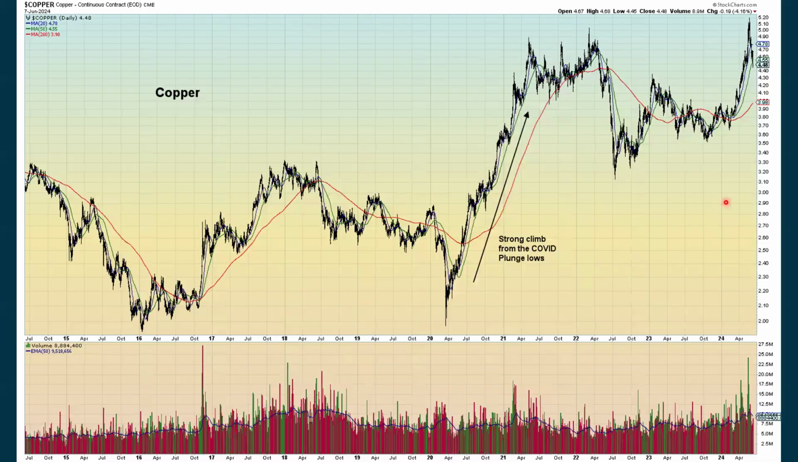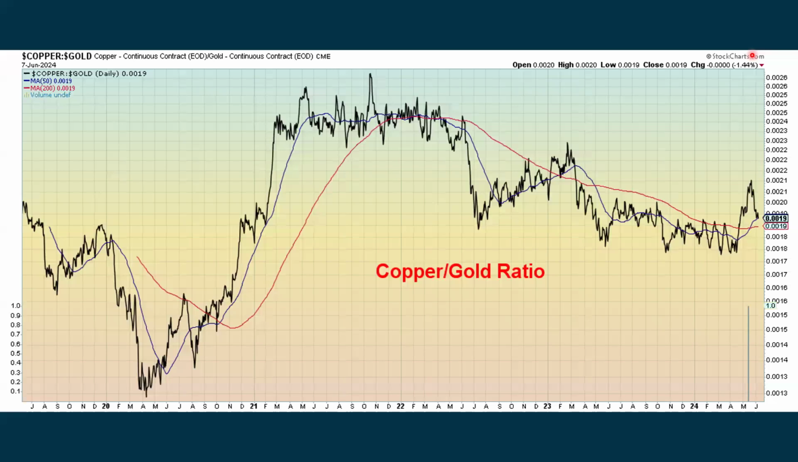Copper, this is more of a barometer of the economy. When it's really going up, they're projecting that the economy looks strong going forward. Now we're starting to pull back. We're still in an uptrend, but we're not quite sure. Is this profit taking after a nice run up, or are we starting to actually see a shift?